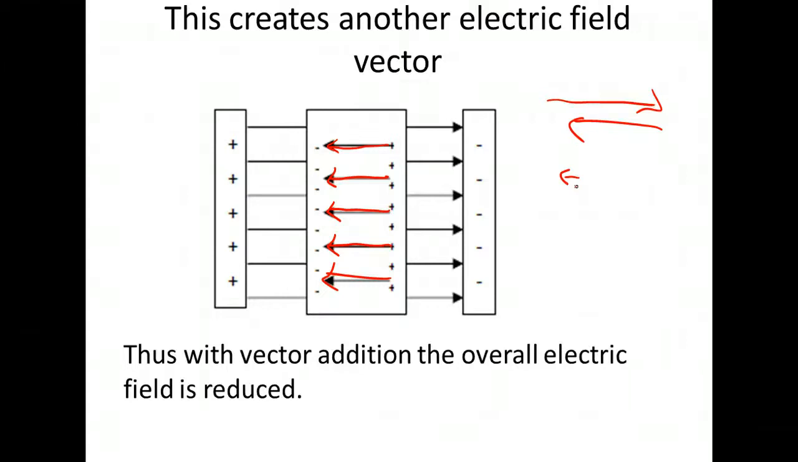Once I put that dielectric in, I add an opposite vector. And because of vector addition, the overall electric field gets smaller. That's why we are dividing the original electric field by the dielectric constant.